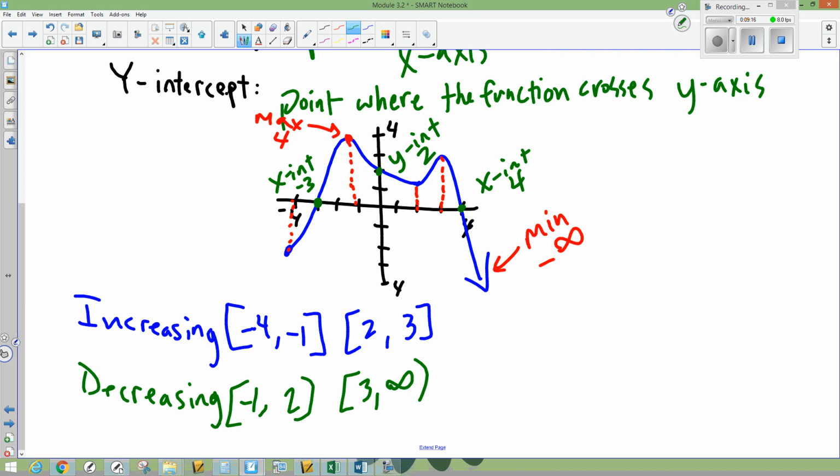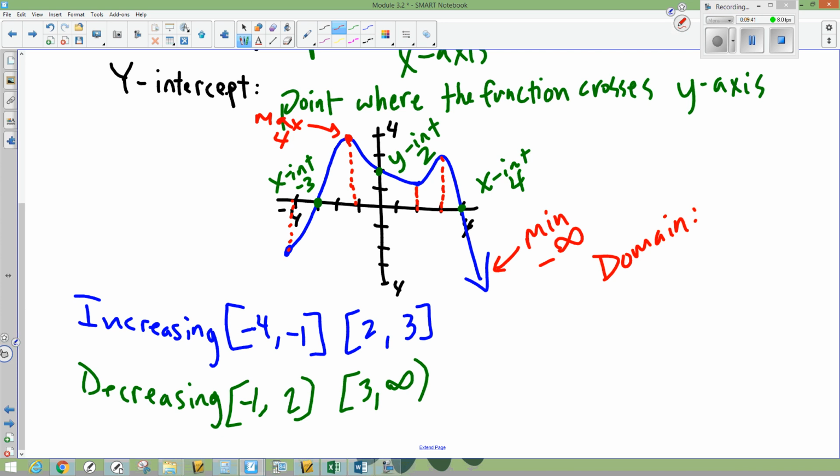Now, those ideas of increasing and decreasing are going to take some time for us to wrap our brains around, right? But we need to start getting used to them. We're going to explore them a little bit today as well as we go through. Last thing I want to talk about is domain.